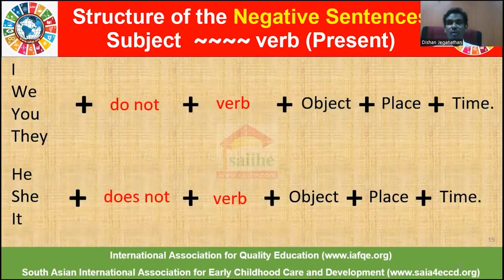The expanded form of the negative sentence. I, we, you, they, followed by do not plus the verb, object, place, and time. He, she, it plus does not plus verb, object, place, and time. So for I, we, you, they, we use do not. And for third person singular, we use does not. That is for he, she, and it, we use does not in front of the verb.